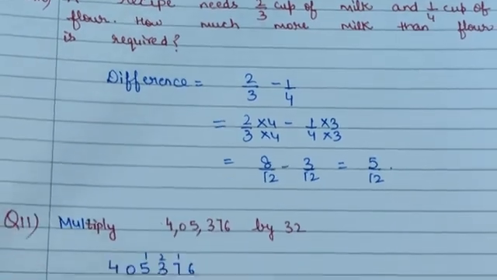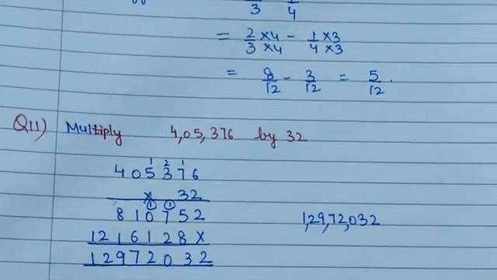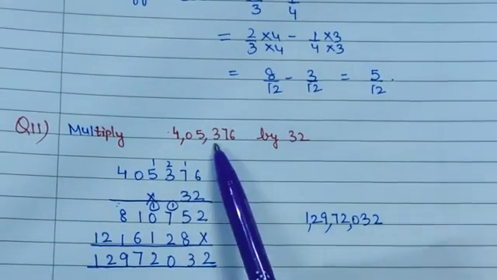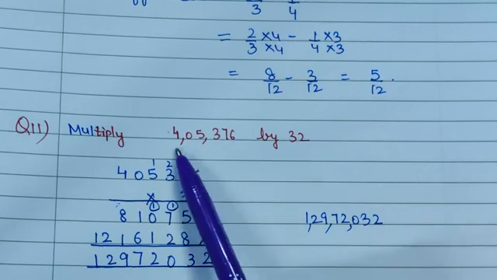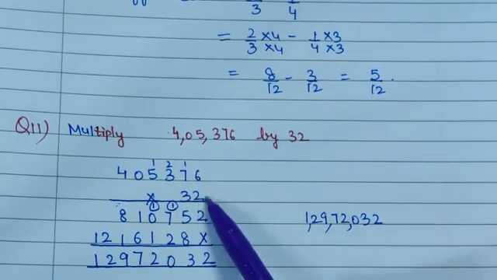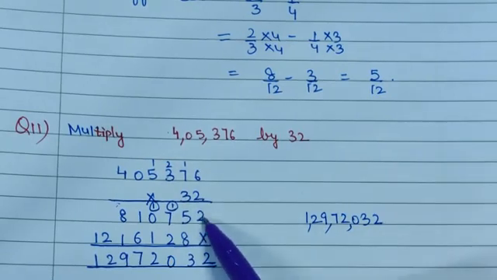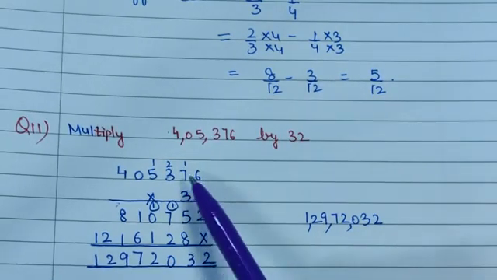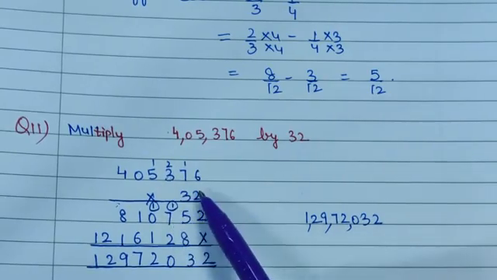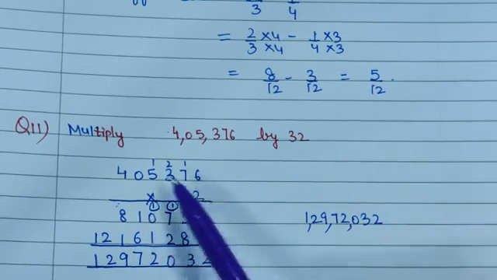In the next question, we have to do the simple multiplication of 405376 by 32. Now start with 2. 2 into 6, 12. 2 here, 1 here. 2 into 7, 14 plus 1, 15. 2 into 3, 6 plus 1, 7. 2 into 5, 10. 2 into 4, 8.